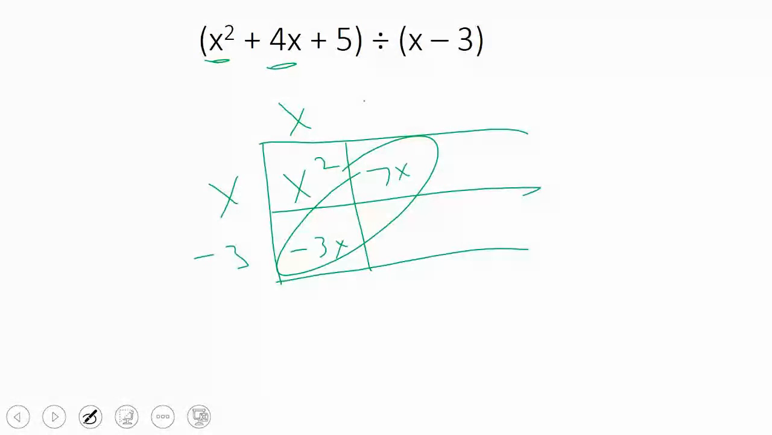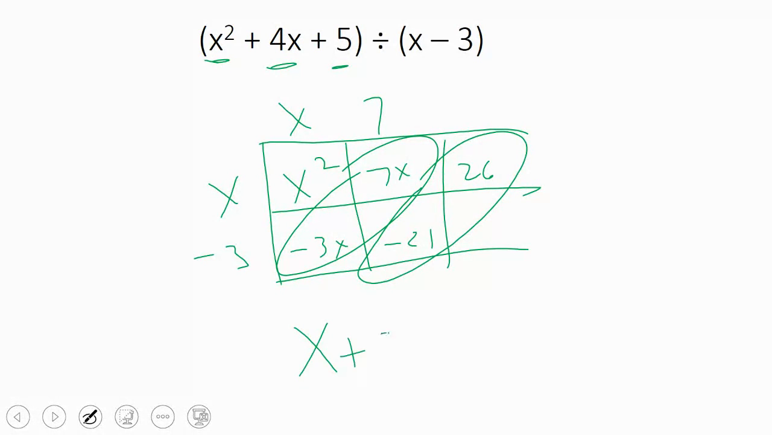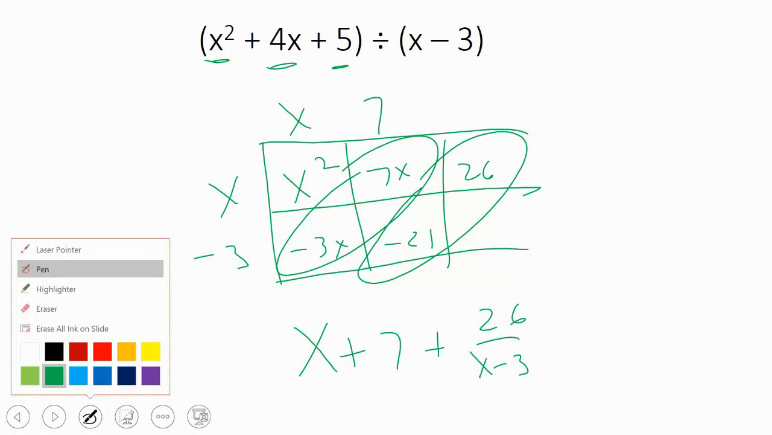x goes into 7x 7 times. 7 times negative 3 is negative 21. These two must add up to positive 5, so this must be a 26 here. x does not go into 26. Therefore, my answer is x plus 7 plus 26 over x minus 3, which is from the original 4.3 notes, that example. We'll try one more, and try it first on your own.